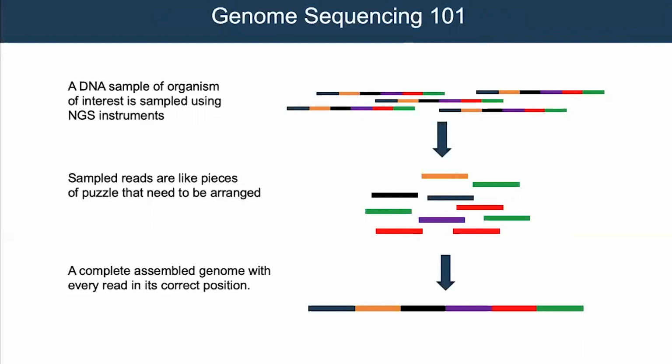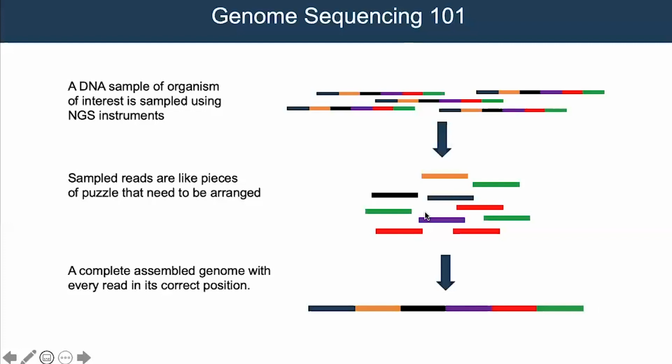Now, how does the process of genome sequencing work? It's a very simplistic view of things, and things are obviously more complex, but just for the sake of this presentation, let's try to understand how this thing works. So typically, we take a DNA sample of the organism under consideration, and we place that into one of the NGS instruments, also known as the next generation sequencing instruments. These instruments are able to sample different parts of the DNA and give us something like this, which is like a jigsaw puzzle, like pieces of a puzzle. And the challenge is to put these pieces together to get a complete genome assembly.